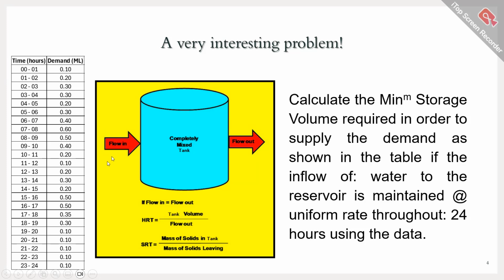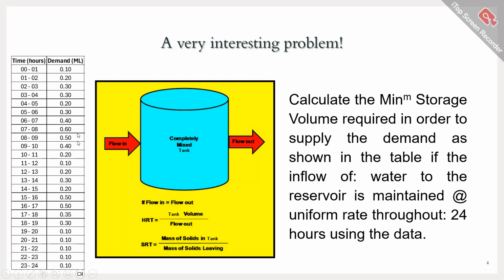But demand is varying, but the inflow rate to the tank is not varying. It is mentioned, it is uniform throughout the 24 hours. So you can see the flow in will be equal to the flow out at the end of 24 hours. Whatever the demand will be at the end of the 24 hours, the total demand divided by 24 hours, that will be your per hour flow rate.